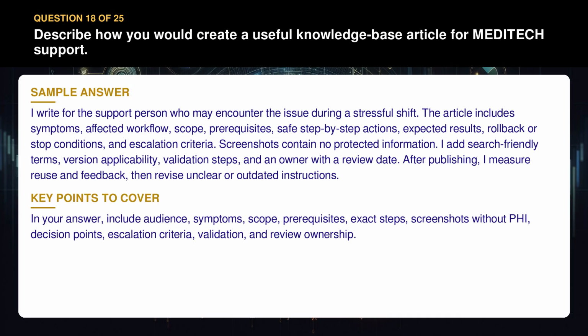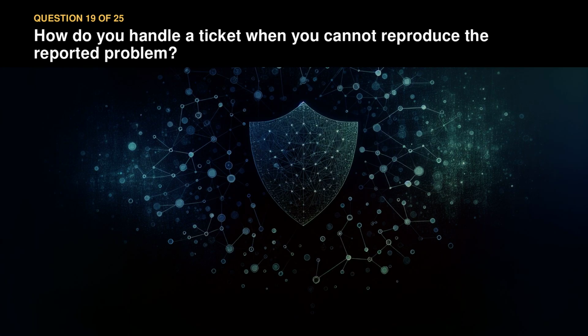In your answer, include audience, symptoms, scope, prerequisites, exact steps, screenshots without PHI, decision points, escalation criteria, validation, and review ownership. Question 19. How do you handle a ticket when you cannot reproduce the reported problem?